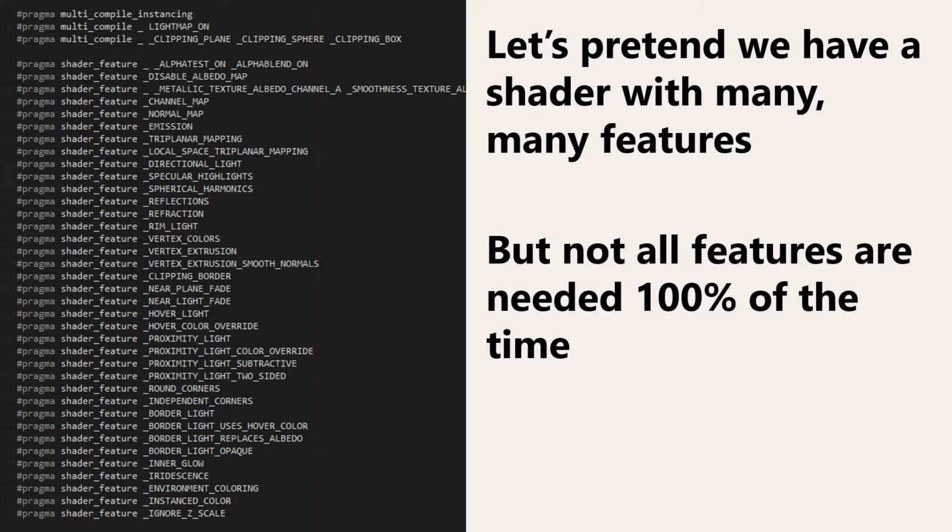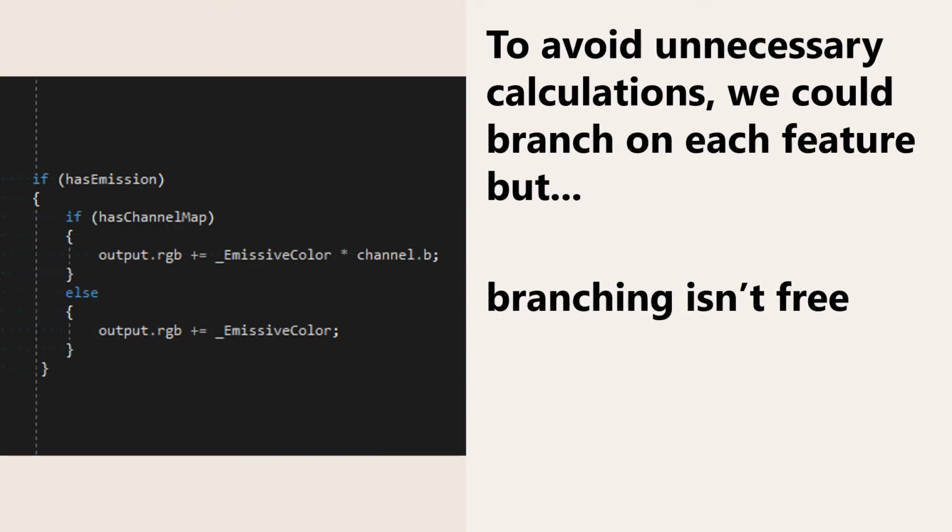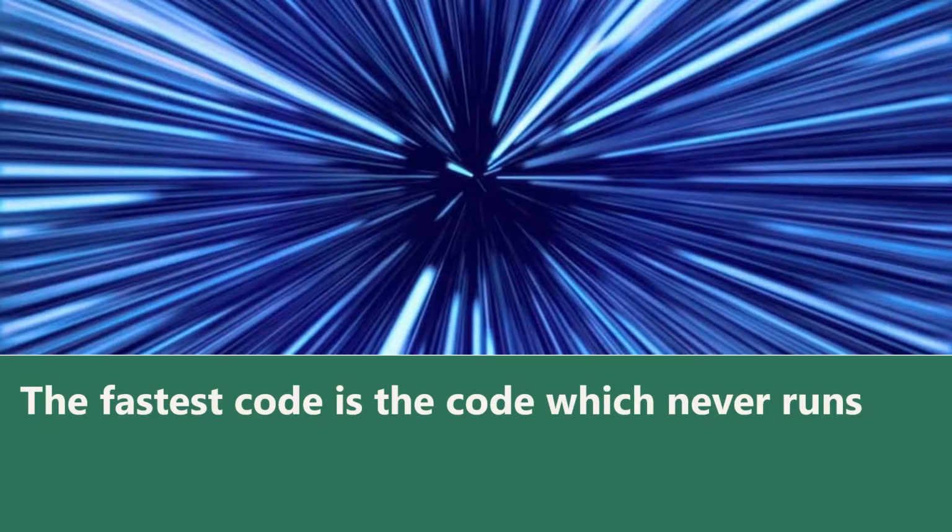Let's pretend we have a shader with many features that were requested by our art or design team, but not all features are needed 100% of the time. To avoid unnecessary calculations, we could branch on each feature, but branching isn't free. For instance, vertex shaders run for every vertex in our mesh, and pixel shaders are run for every pixel that's visible, and branching can get expensive. Which leads us to, how do we make this less expensive? And the answer is, the fastest code is the code which never runs.